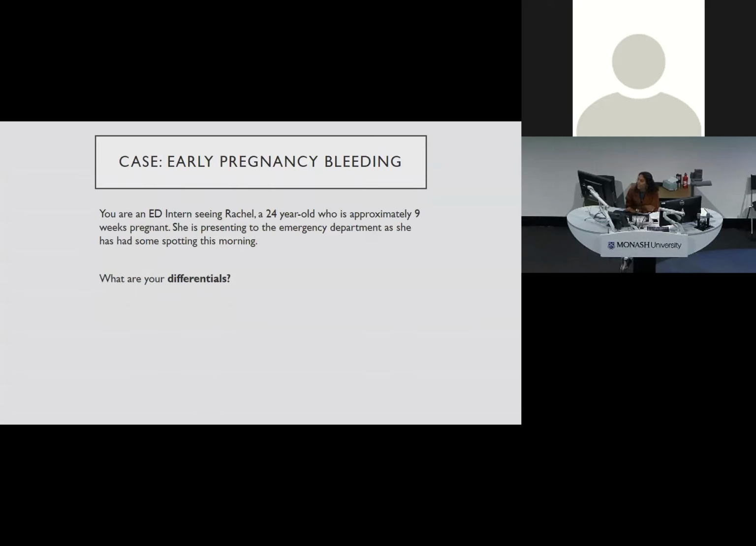Okay, so here's a case. You're an ED intern and your next patient is Rachel, and she's 24 years old and she's 9 weeks pregnant, and she's presented because she's had some form of spotting this morning. Does anyone want to shout out some differentials that you'd be considering?